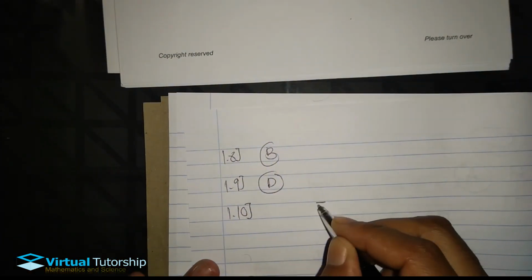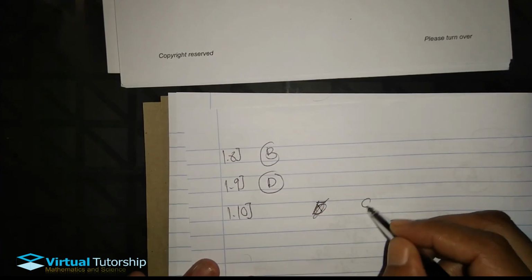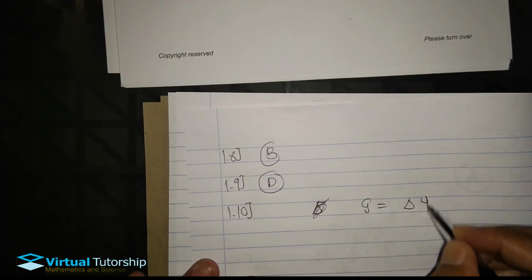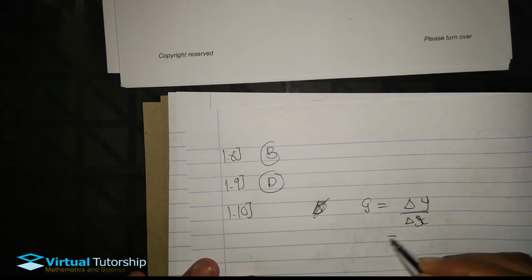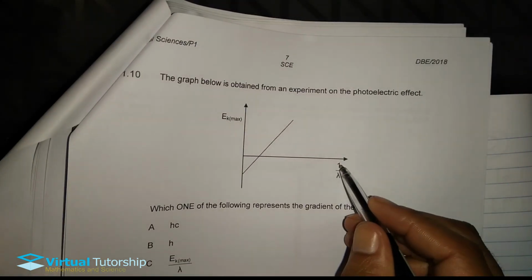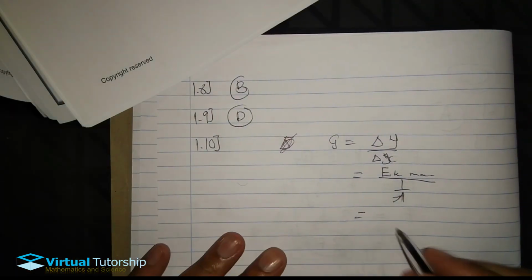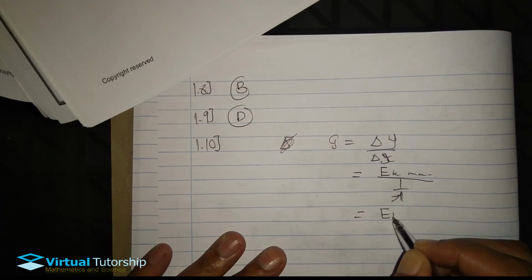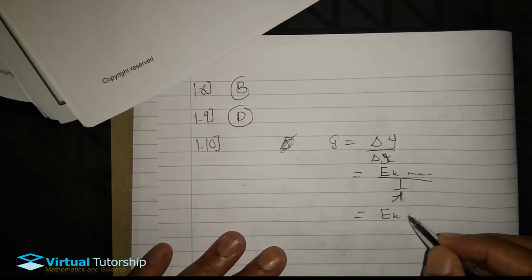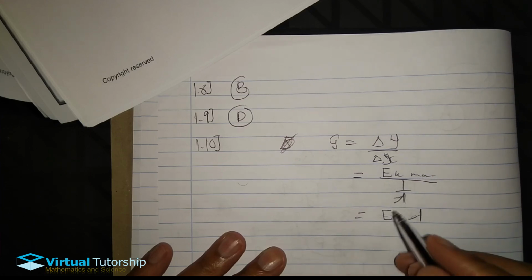A gradient is calculated as change in Y over change in X. So the change in Y is the kinetic energy max, divided by 1 over lambda. So the gradient is equal to K multiplied by lambda. This is energy.